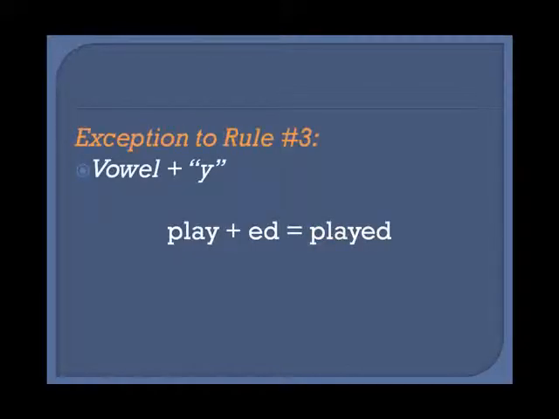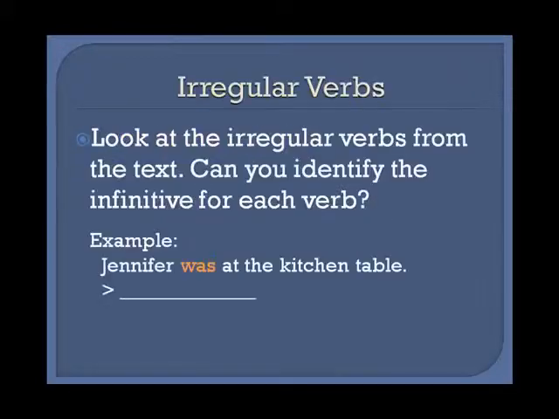There's one exception to Rule 4. That's when there's a vowel before Y. For example, in play, we have A before Y. We will not change the Y to an I. We'll simply add ed, played.